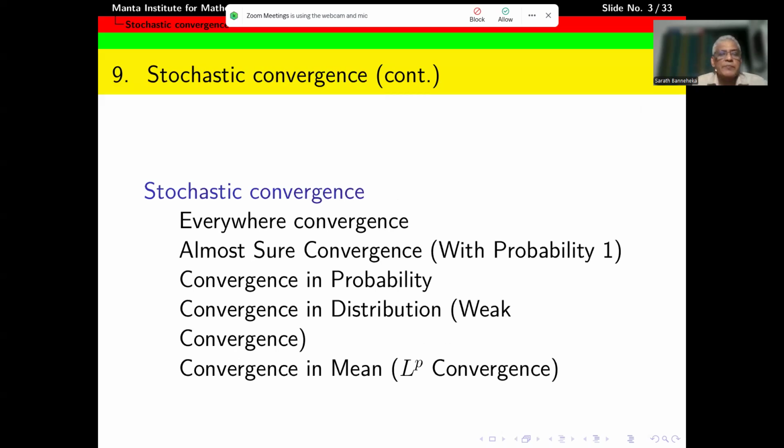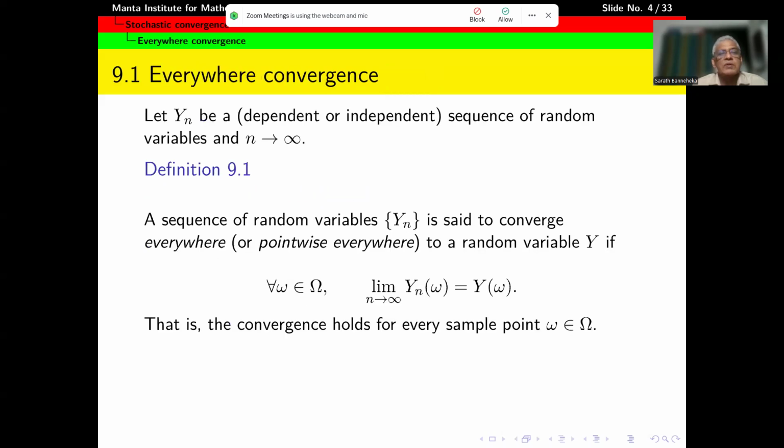So we will look at everywhere convergence, almost sure convergence, convergence in probability, convergence in distribution, and convergence in Lp mode or convergence in mean. Those are the different modes of convergence we will be looking at, starting with everywhere convergence. So what do we mean by everywhere convergence?